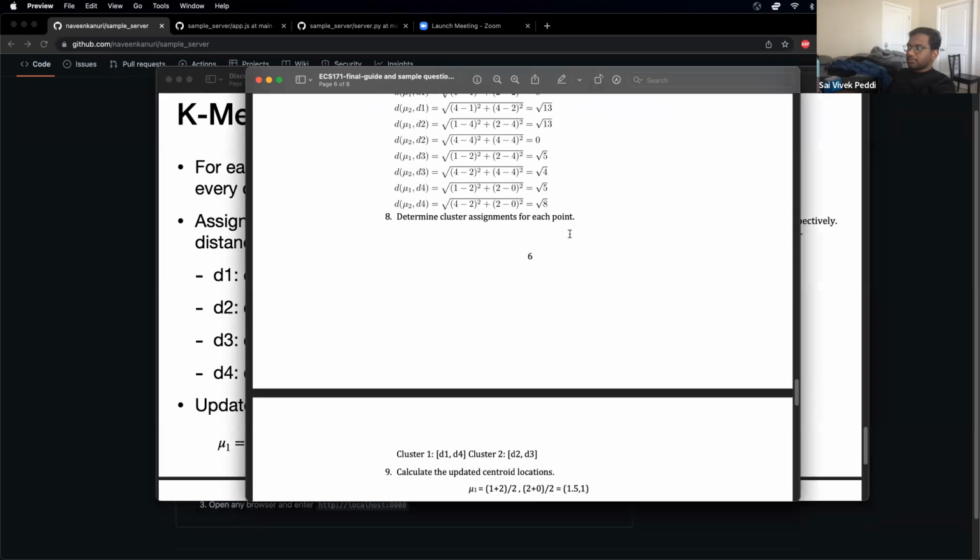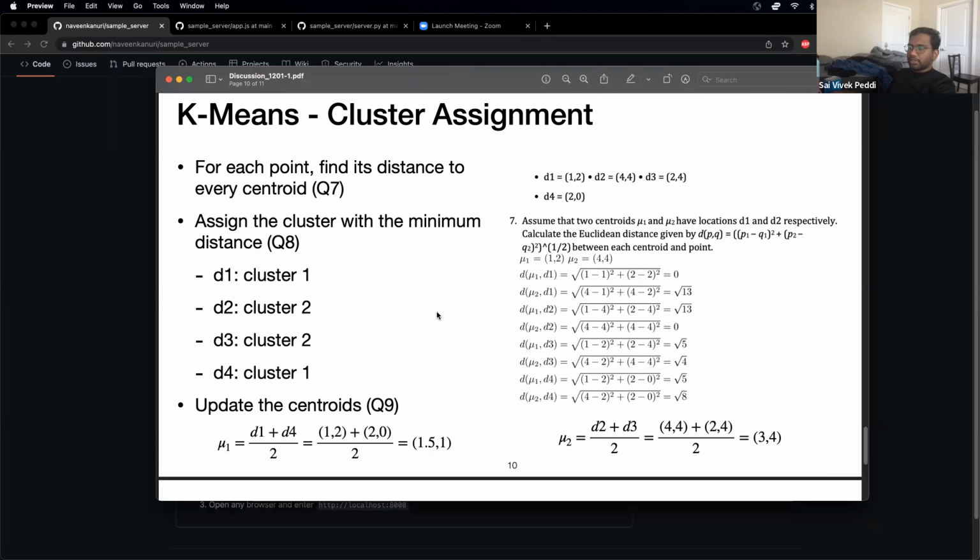Determine the cluster assignments for each point. So here, D1, we can straightforwardly say, because mu1 is the centroid, the distance is 0, so it belongs to cluster 1.